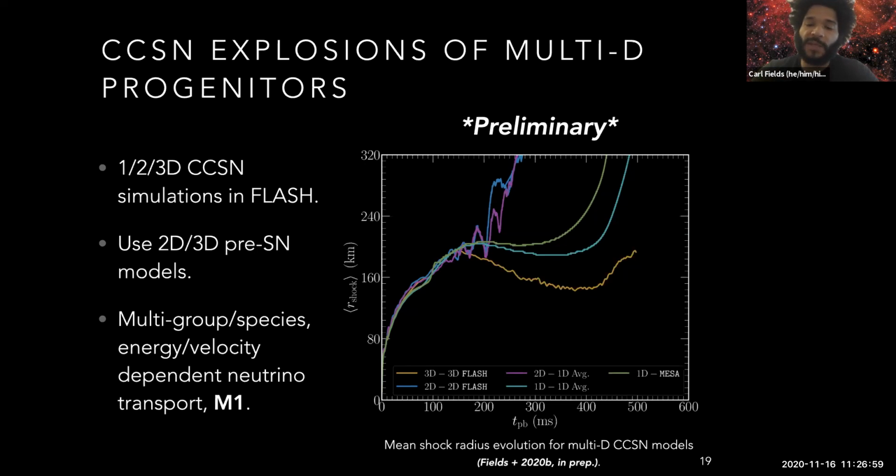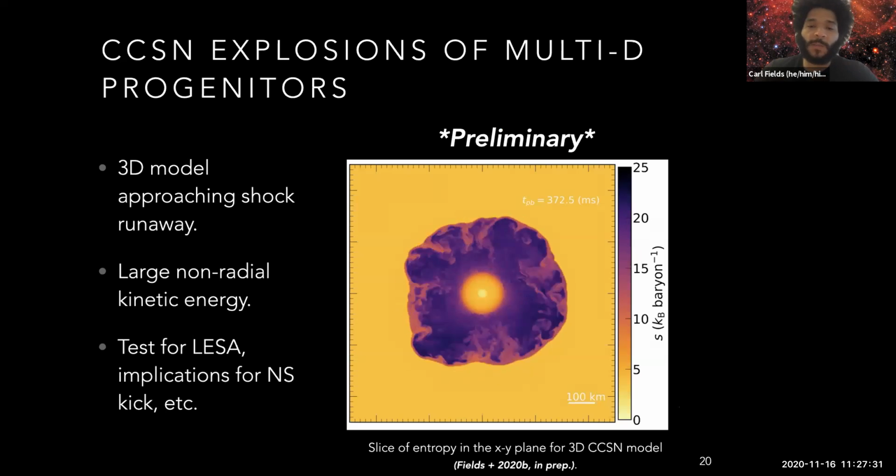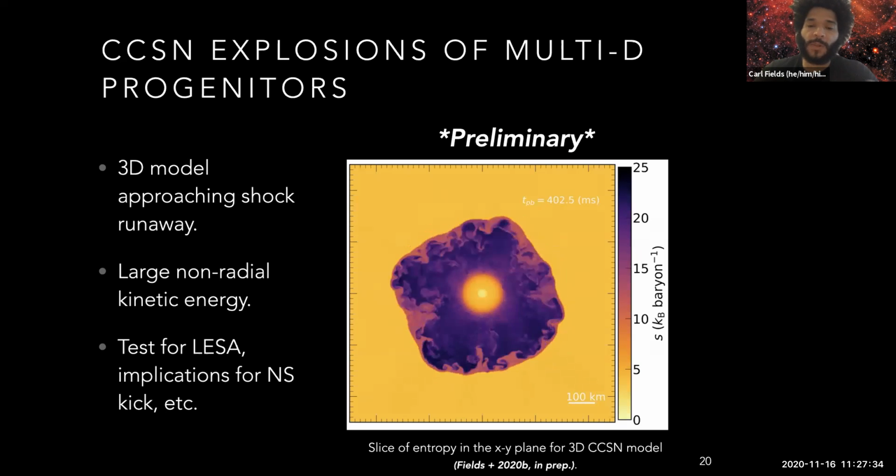On the right, we have the post bounce time on the x-axis, and on the y-axis, we have the angle-averaged shock radius. The 1D and the 2D models all explode. The orange line that's looking like it's going to explode is the 3D simulation that we're running. We're running this on Theta right now, it's actually running as we speak. This is all preliminary, but it's looking like we're going to observe shock revival in this simulation. We're following this out, and as we do, we're trying to observe what the explosion morphology looks like.